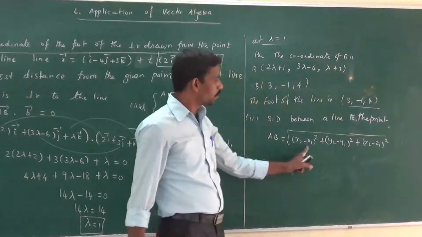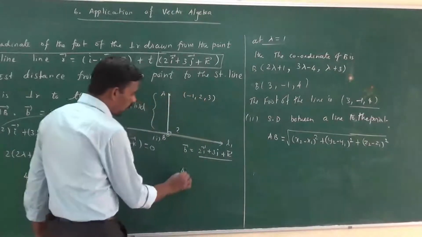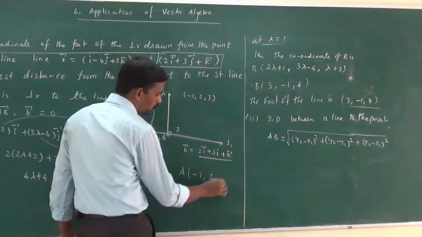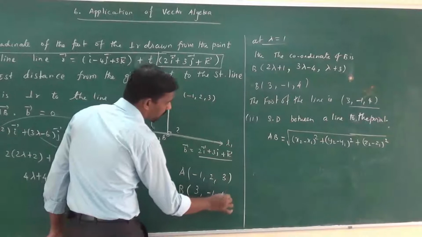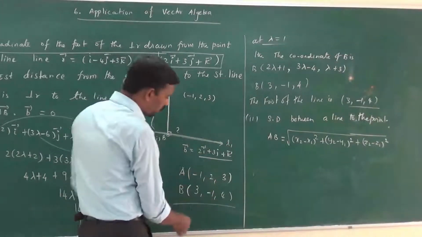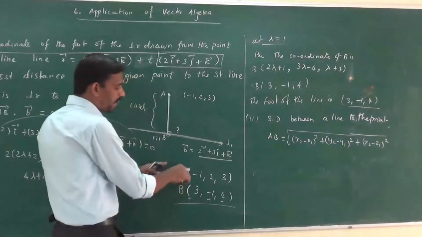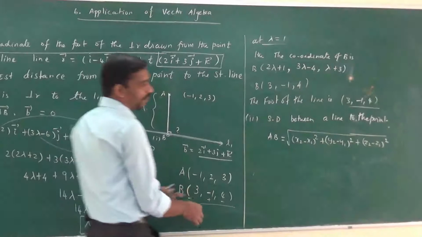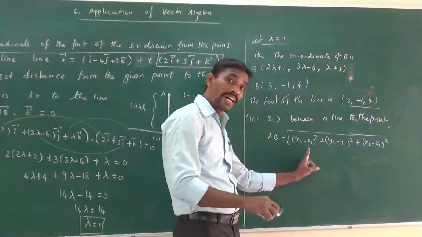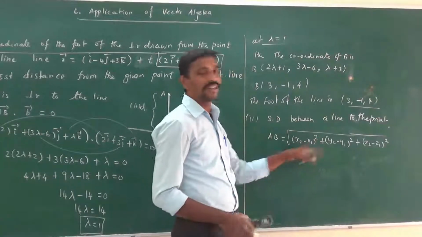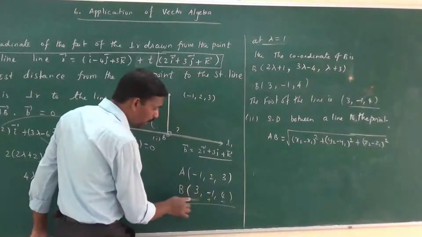That's all. So (x2 minus x1) the whole square plus (y2 minus y1) the whole square plus (z2 minus z1) the whole square. Now we know the point A, so minus 1, 2, 3, and what is the point B? We have found that: 3, minus 1 and 4. Now we want to subtract here. Subtracting here itself we get the answer, right? Either we can subtract this way, both will be equal. x2 minus x1 the whole square is also correct, x1 minus x2 is also correct, because of the square it will be equal.